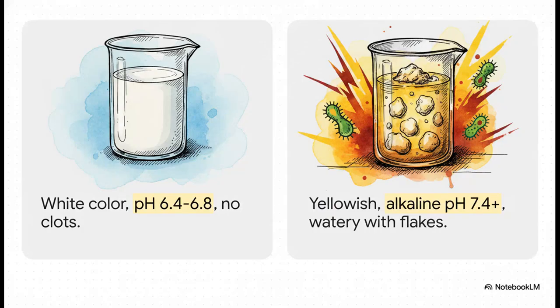Now, what's really interesting about this slide is the stark, high-contrast chemical shift that happens when mastitis takes hold. Normal milk is white, smooth, and sits at a slightly acidic to neutral pH of about 6.4 to 6.8. But mastitic milk undergoes a dramatic chemical transformation. Because of the infection, it becomes highly alkaline, rocketing to a pH of 7.4 or even higher. Visually, it might turn yellow, get blood-tinged, or take on a watery or even a cheese-like consistency filled with visible flakes and clots. You definitely wouldn't want to drink it.